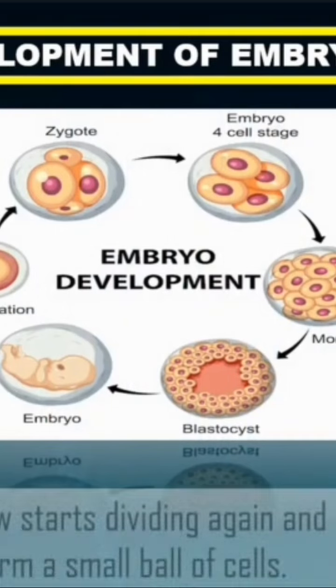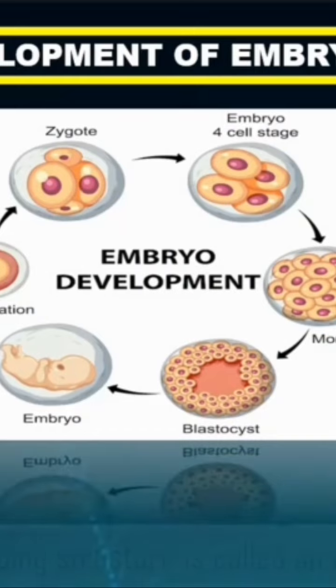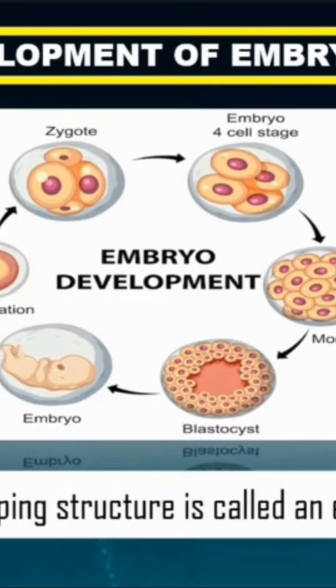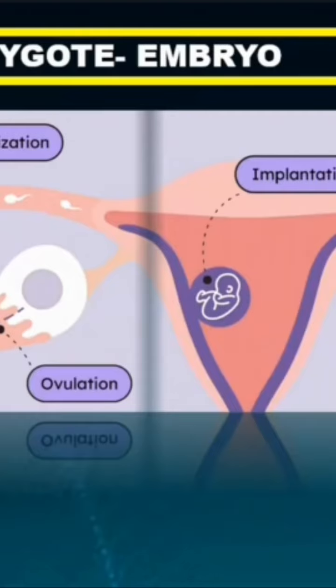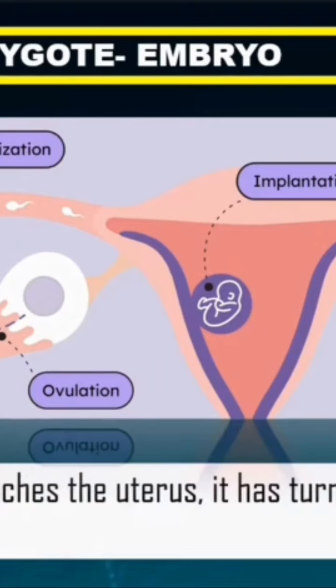The single cell starts dividing again and again. These repeated divisions slowly form a small ball of cells. This developing structure is called an embryo. At this stage, the embryo travels down the fallopian tube towards the uterus. By the time it reaches the uterus, it has turned into a tiny mass of many cells.